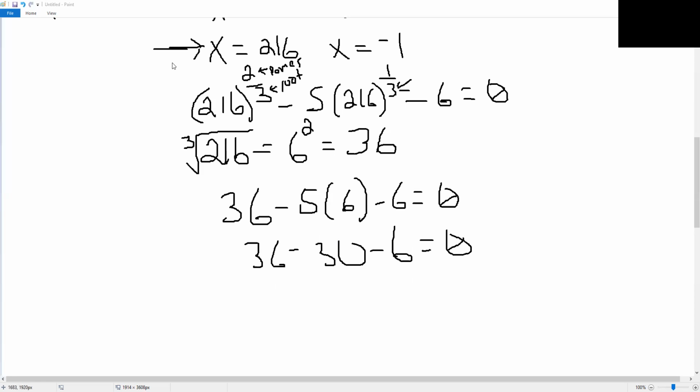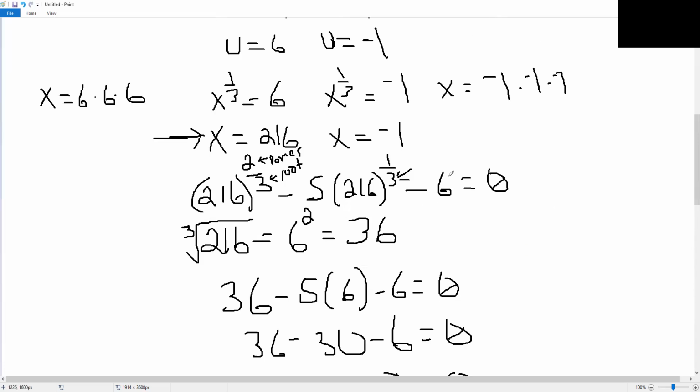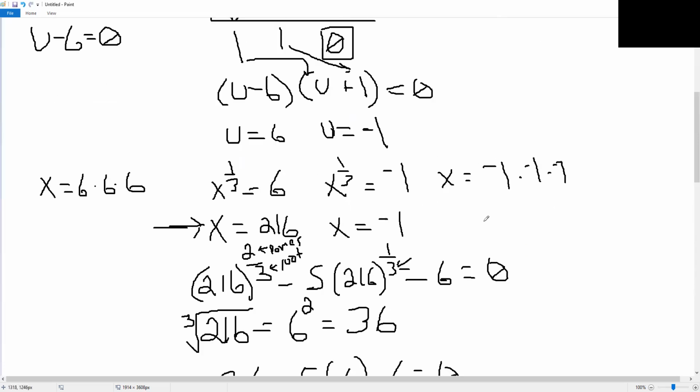Now, what did I get wrong here? Did I do my math right? Let's try it again. 36 minus 30. Oh, wait a minute now. 36 minus 30 equals 6. Okay. And then 6 minus 6 is 0. So yeah, I didn't even use the calculator right. There we go. So it checks out for that half anyway. The other half you guys can figure out that it's just -1. So it's much easier to get the root and the power of 1.